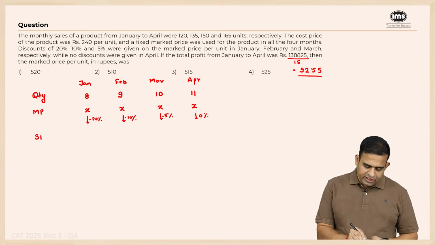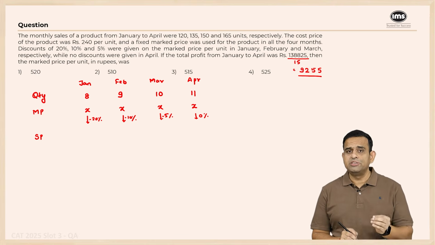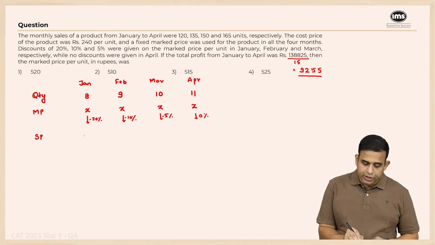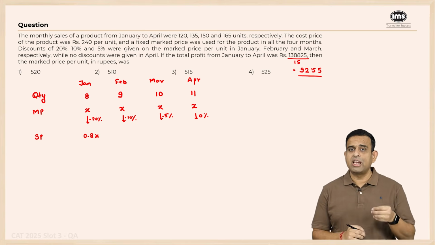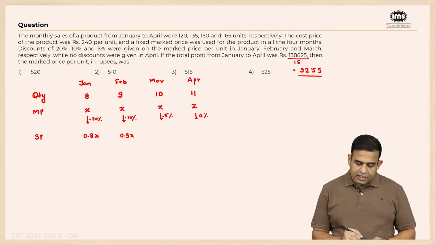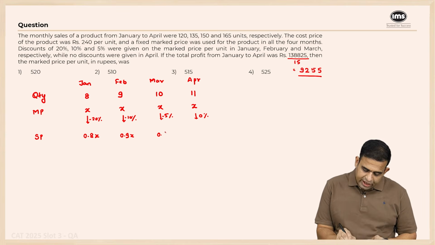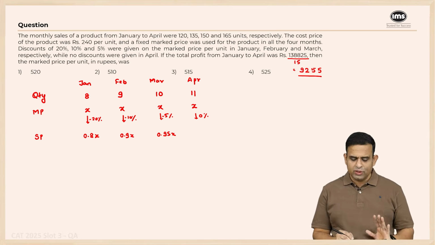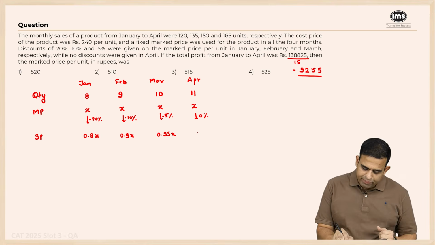Now understand, to find out selling price, if I offer a discount of 20% on something, I will be selling at 80% of that number. So required SP per unit in the month of January will become 0.8x. In the month of February, a 10% discount was given. It simply means I must be selling at 90% of mark price, so 0.9 times x. In the month of March, if I gave a 5% discount, I must be selling at 95% of mark price, or one can say 0.95 times x. And in the month of April, no discount was given. That simply means MP and SP were the same in the month of April.